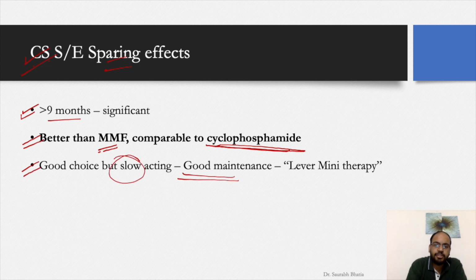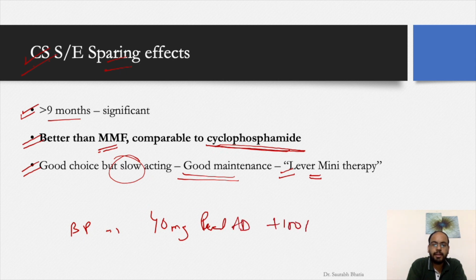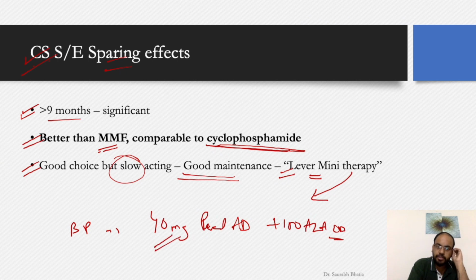And here I'll just mention Lever mini pulse therapy, and I'm mentioning it because I read about it. It is not that important, just out of curiosity. So this therapy has been used in immunobullous disorders like bullous pemphigoid and pemphigus vulgaris, and it includes 40 milligram prednisolone to be taken on alternate days plus 100 milligram azathioprine every day (OD). So this is Lever mini pulse therapy. It is found to be significantly effective, where you initiate remission with prednisolone and maintain it with azathioprine.